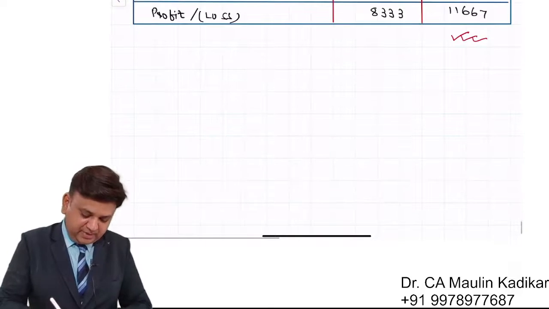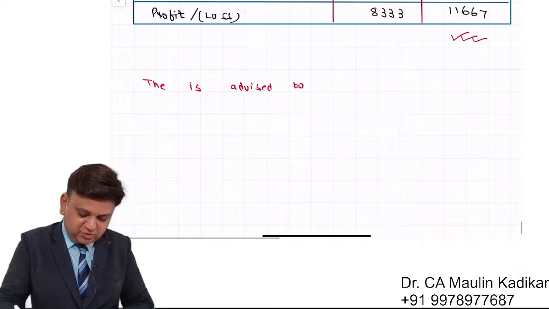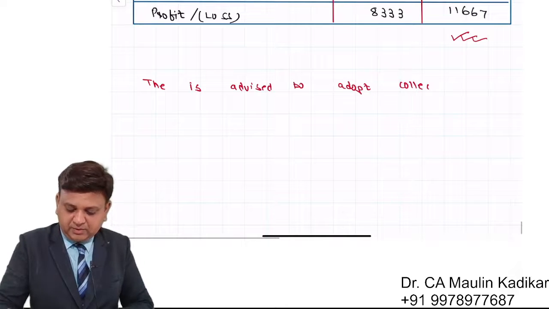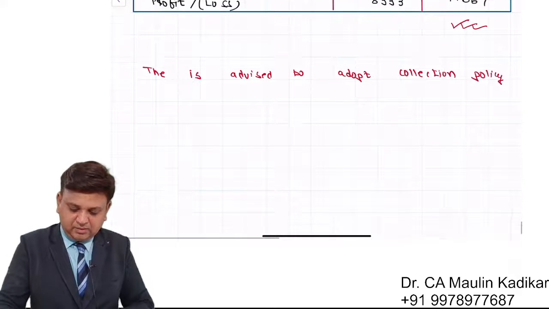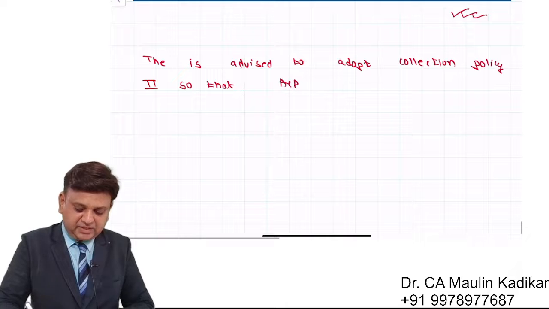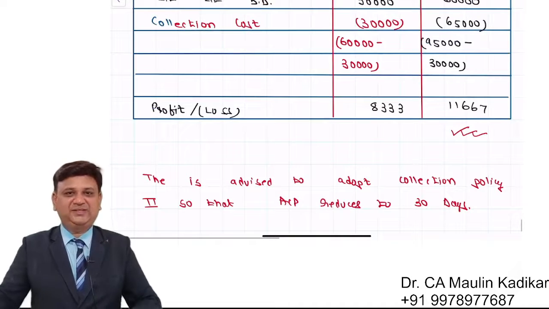So the final answer would be: the company is advised to adopt collection policy 2 so that average collection period reduces to 30 days. Please write down the answer.